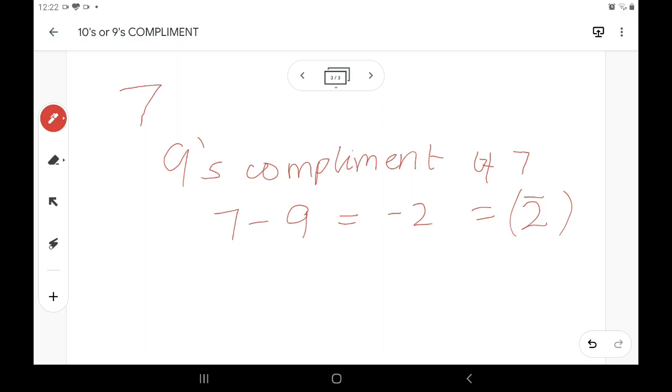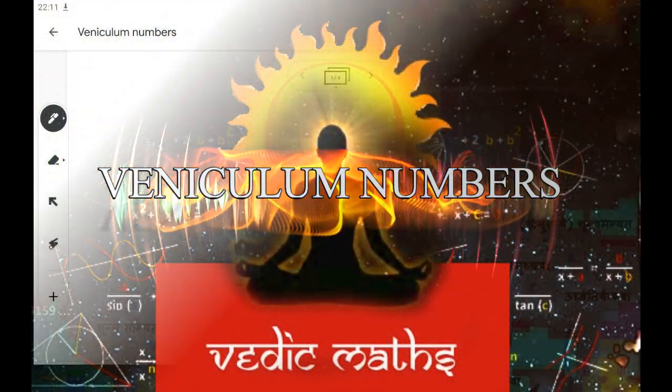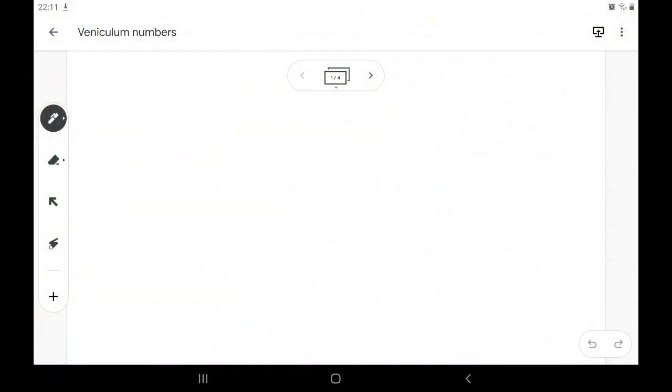So let's move on to the next concept, that is Vinculum numbers. Let's learn the second basic concept of Vedic maths, that is Vinculum numbers. Vinculum numbers or Vinculum form of a number is obtained when the given number's higher digits, that is 6, 7, 8 or 9, are replaced by the respective tens or nines complement.